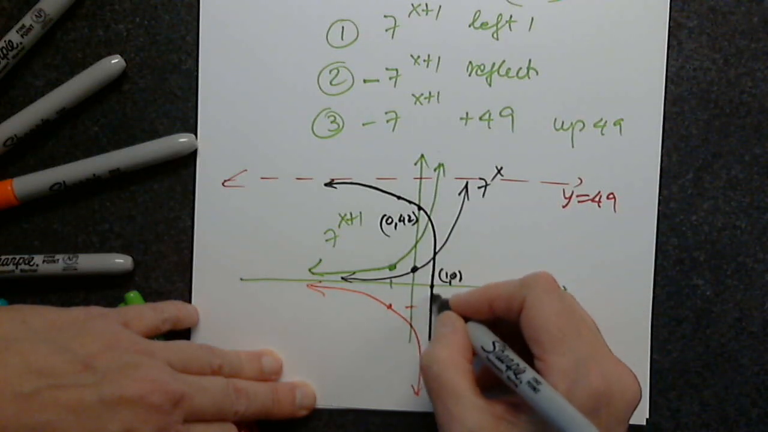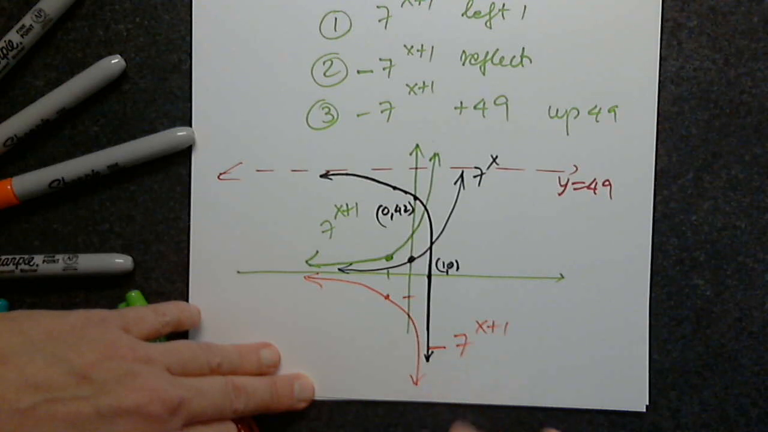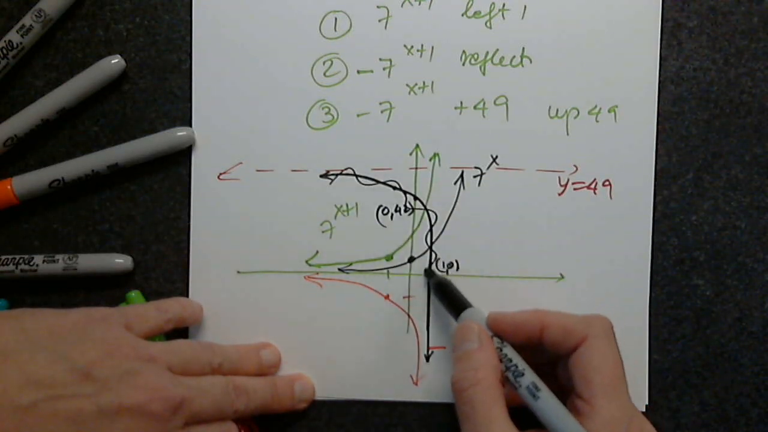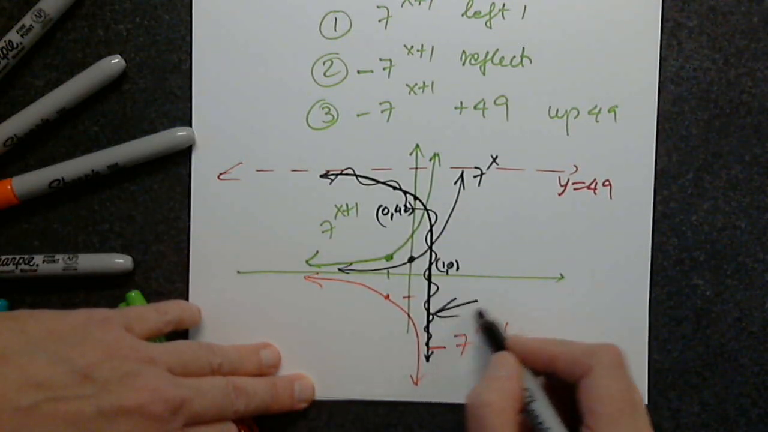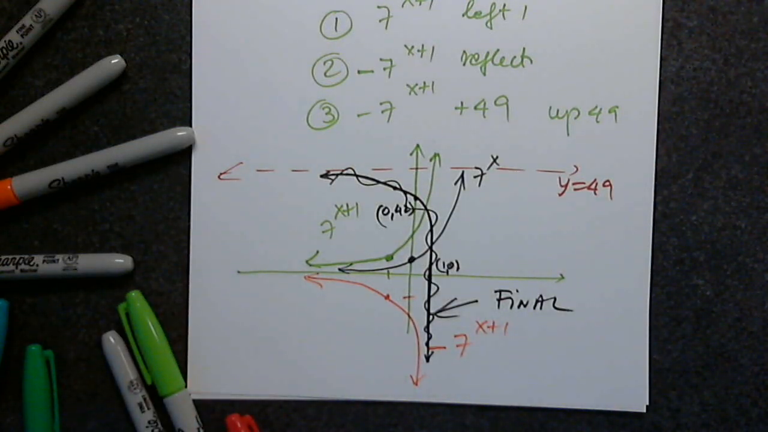This is not a straight line. This is not a vertical line. Be careful. It looks like it, but it's not. So this is the final graph. Is there anything else you can think of to review?